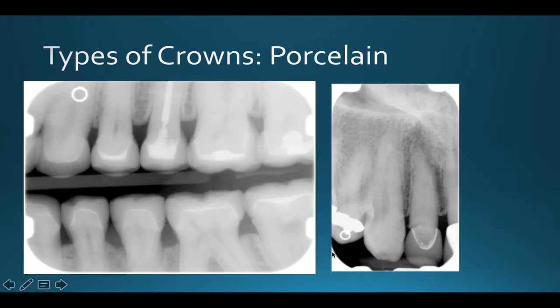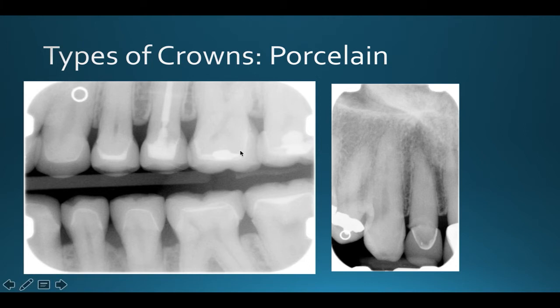The next type of crown that we'll go over is a porcelain crown. All porcelain crowns and bridges appear slightly radiopaque on a dental image. On this radiograph, every single one of these teeth has a porcelain crown. This tooth here is a porcelain crown. How do I know? We can see this white, slightly more radiopaque area here. That thin radiopaque line outlining the prepared tooth is evident and slightly more radiopaque than the crown. That's how we know we're looking at a porcelain crown.